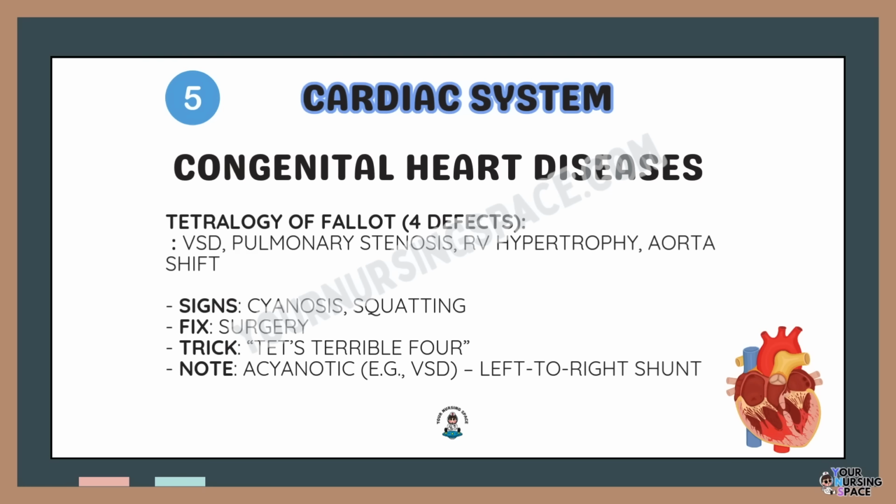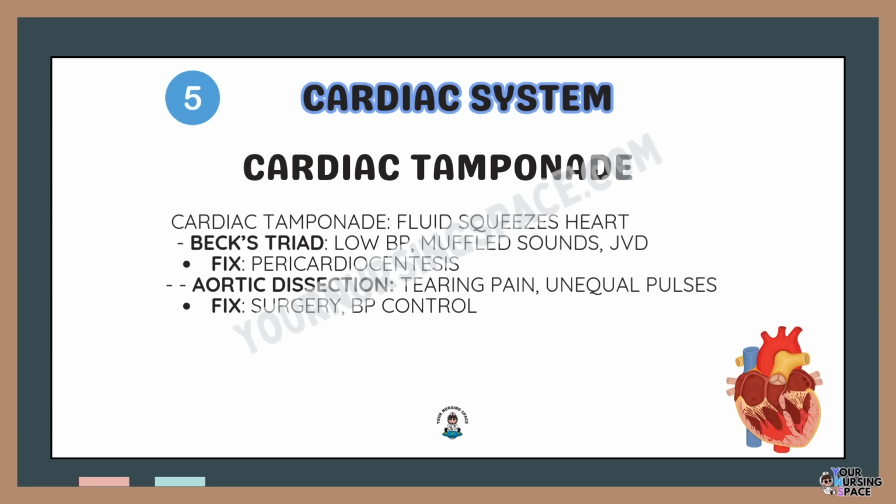In contrast, acyanotic defects, like a ventricular septal defect alone, involve blood shunting from left to right and are less immediately critical, though they still require repair eventually. A useful mnemonic for tetralogy of Fallot is TET's terrible four, highlighting the four defects that result in one cyanotic child. Beyond that, consider a couple of acute emergencies.